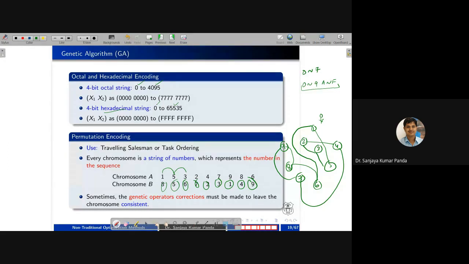But if a city is repeated, suppose instead of city 9, let's say city 8 is there. What it indicates? City 8 is repeated twice and city 9 is not present. So in that case, what we are doing? We are doing genetic operator correction. We need to correct it, because this is an invalid chromosome. This is not a valid chromosome because the same city is visited twice. Similarly, whenever you are solving a particular problem, as randomness is there, you may find difficulties. So you have to solve that problem by making genetic correction.